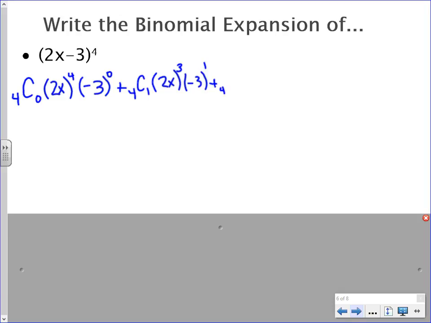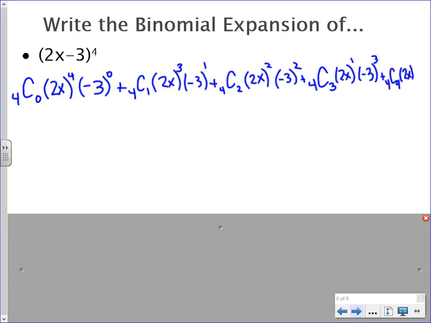Then we will move on to 4 combinations of 2. 2x will now be raised to the 2 power and -3 to the 2 power. We decreased the first term's power, we increased the second one. After 4 combinations of 2 comes 4 combinations of 3. 2x is now to the first power and -3 to the third. And we know we are on the last term now because we have 4 combinations of 4. 2x is then to the 0 power and -3 to the fourth.